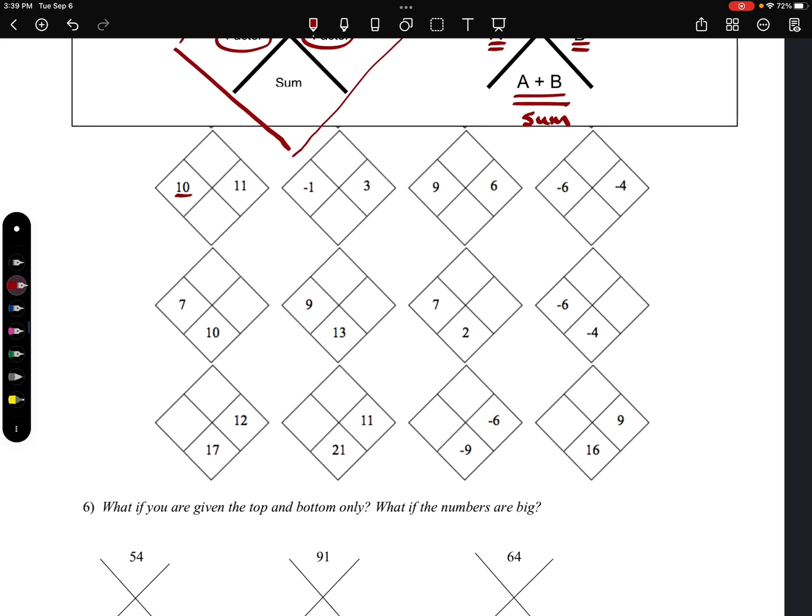So what I have here, I have the number 10 and the number 11. So when I multiply those together, I'm going to get 110. And then when I add them together, I get 21. So that's what the diamond should look like.